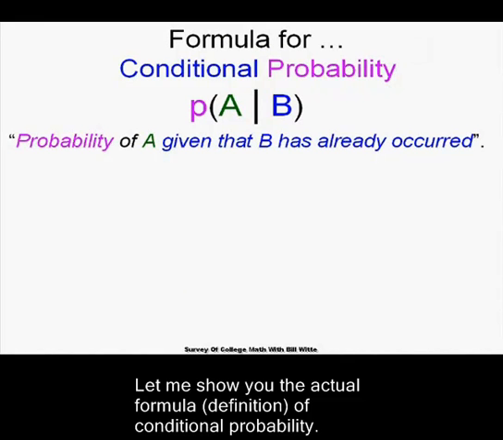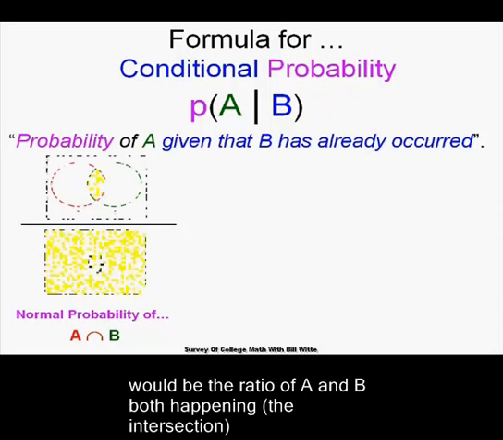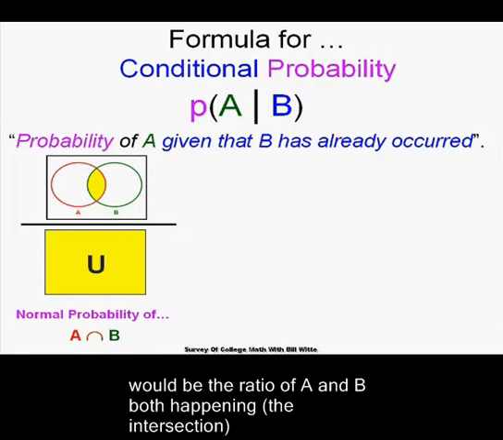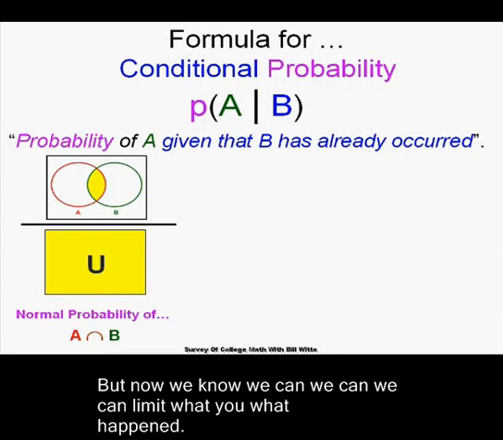Let me show you the actual formula for the conditional probability. Well, normally, the probability of A and B both happening, we'll say the intersection of A and B, would be the ratio of A and B both happening, the intersection, over our complete universe. Every possible thing that can happen. Okay? But now we know we can limit what happened.